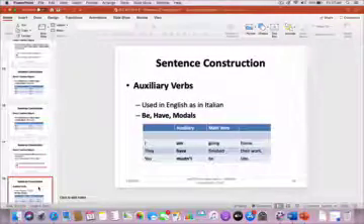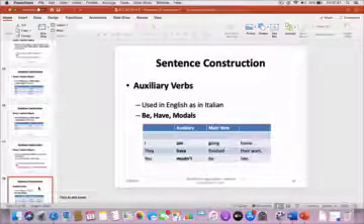Auxiliary verbs. Auxiliary verbs work basically in the same way as they do in Italian. In this case here, I'm looking at the auxiliaries be, have, and the modals. So I have the subject, I, the auxiliary, and the main verb. So I am going home. They have finished their work, present perfect. Modal verb, you mustn't be late. So the construction is the auxiliary plus the main verb.